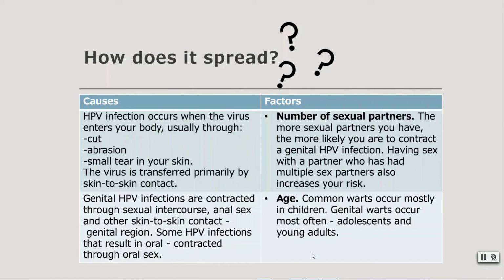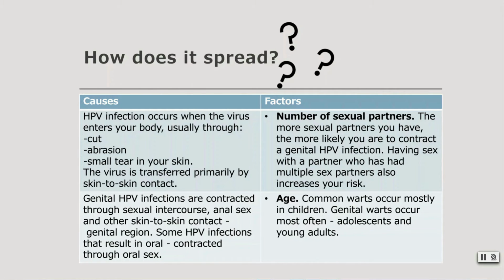How does HPV spread? We can look into HPV through its causes and factors. HPV infection occurs when the virus enters your body, usually through a cut, abrasion, or a small tear in your skin. The virus is then transferred primarily by skin-to-skin contact.